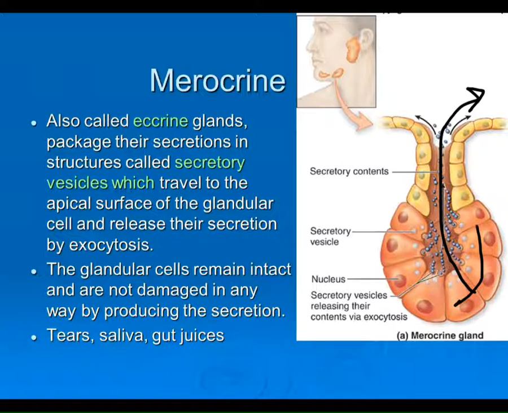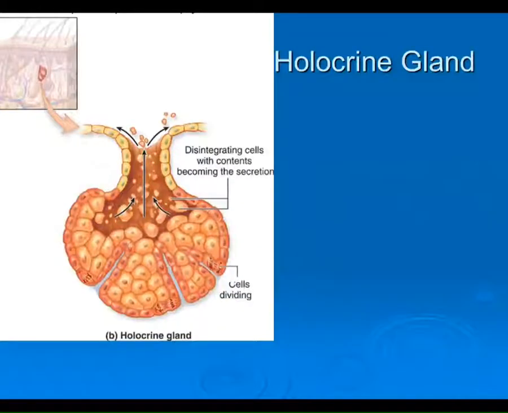So the merocrine glands, again, we just see normal release of the product. This is, again, your saliva. This is your tears. This is your gut juices, right? Your stomach is releasing things via merocrine. Then we have holocrine.